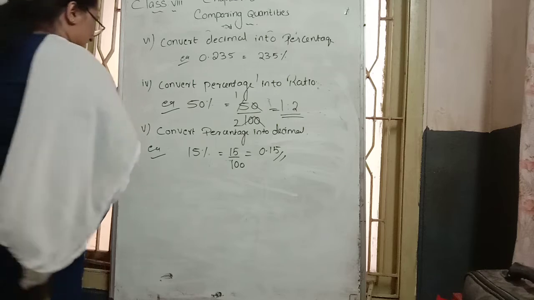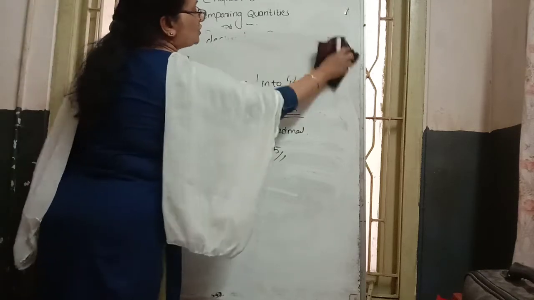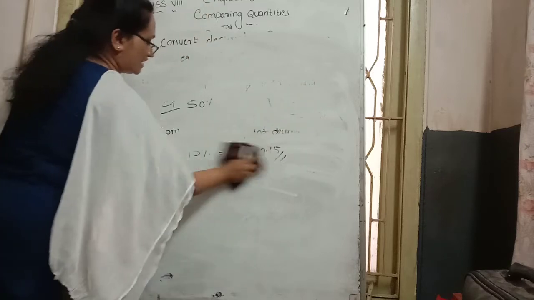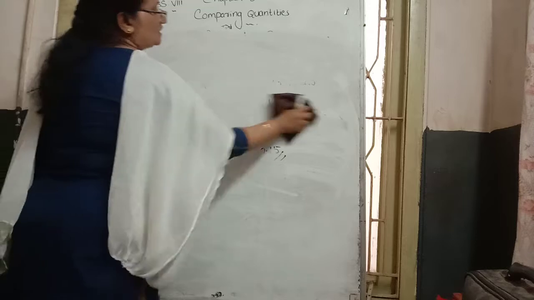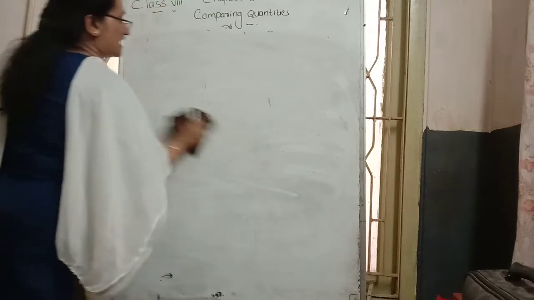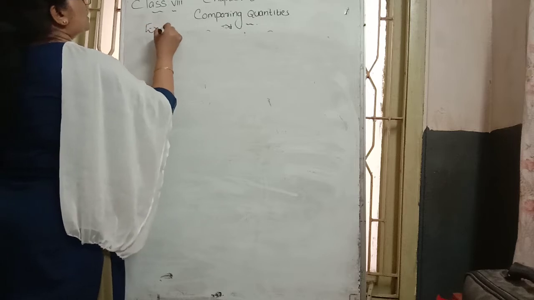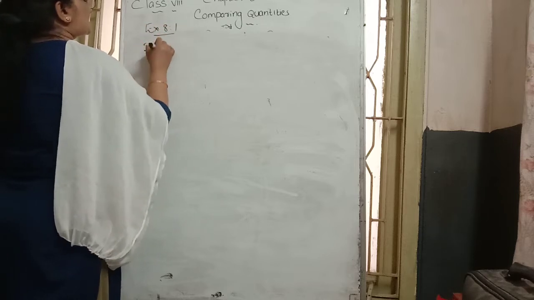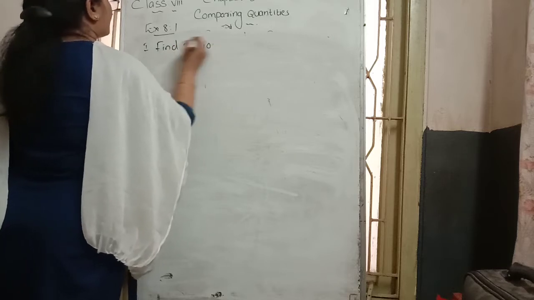I hope you can understand these 6 rules. Now we go through exercise 8.1. In exercise 8.1, the problems are like this. The first Roman numeral is about finding the ratio. In the first Roman exercise of 8.1, they ask us to find the ratio.